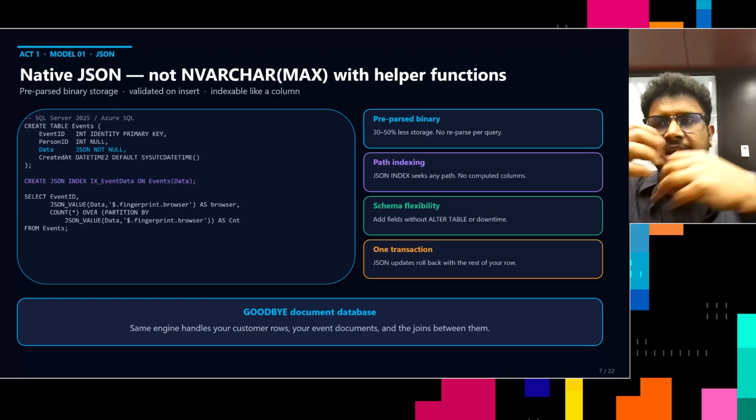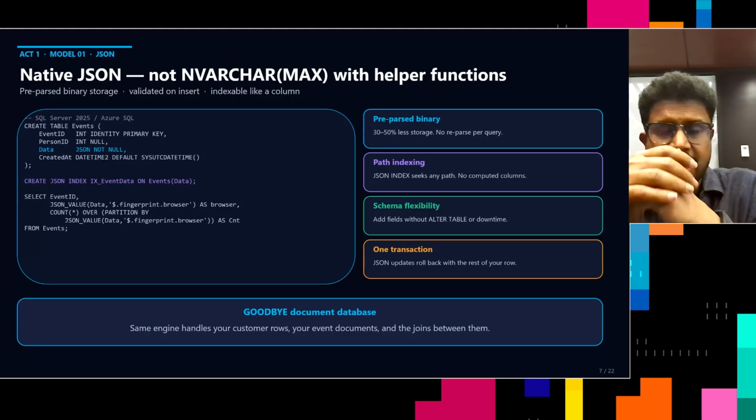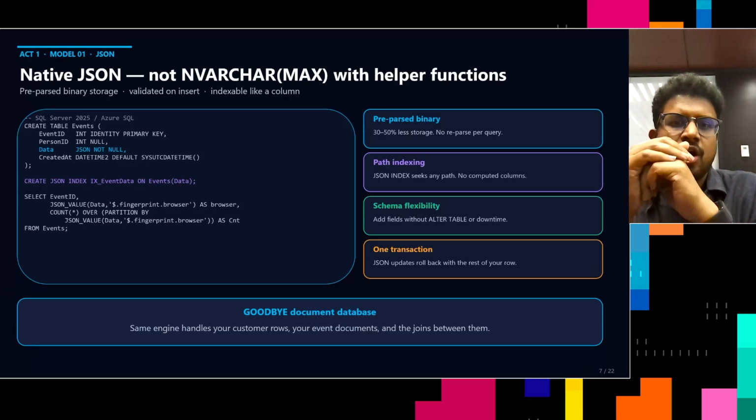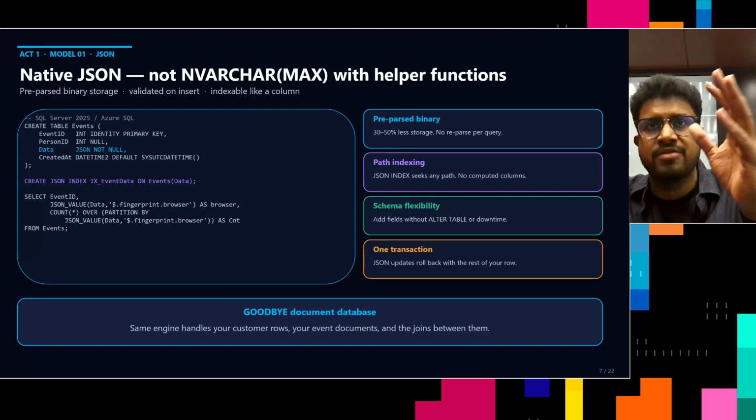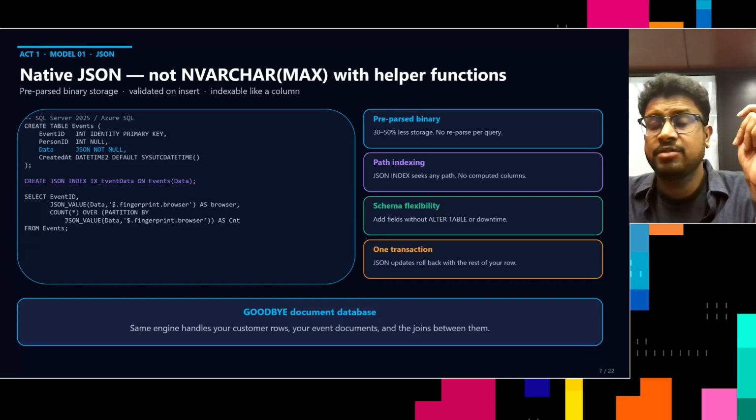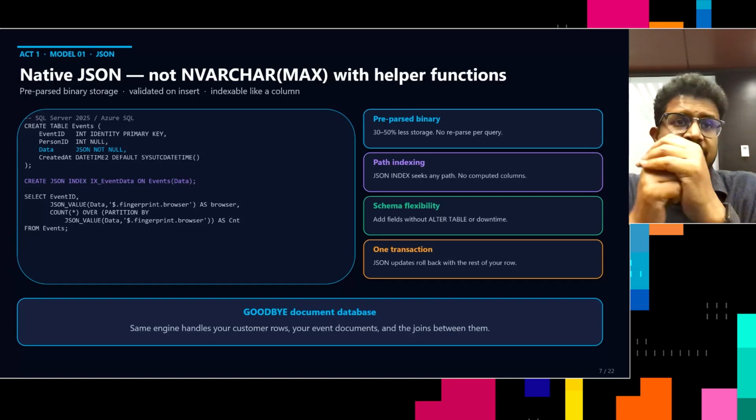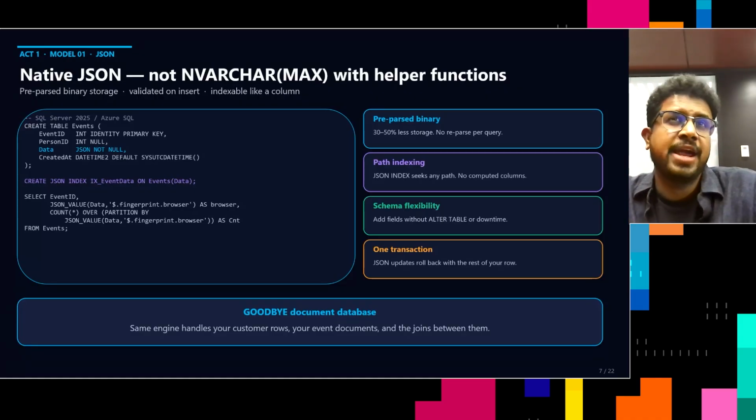So recently SQL introduced a native JSON type and JSON indexes. Previously, when we started, we did it over varchar(max), but it's no more varchar(max). It's purely a native JSON type, ANSI, and it is a pre-parsed binary, which means the way we store the JSON in our engine is pre-parsed binary, which essentially makes JSON save 30 to 50% less.